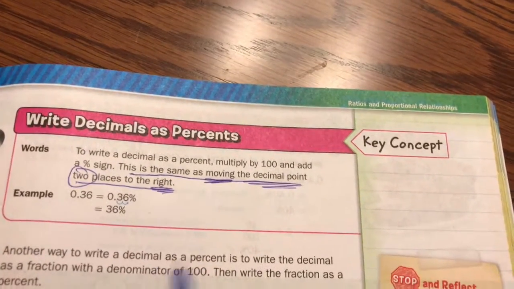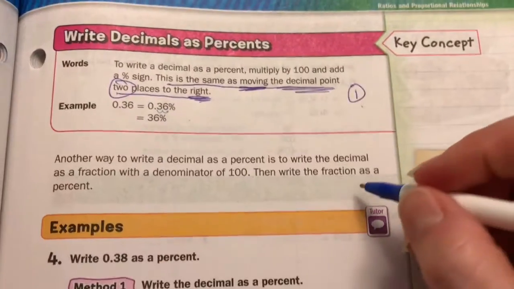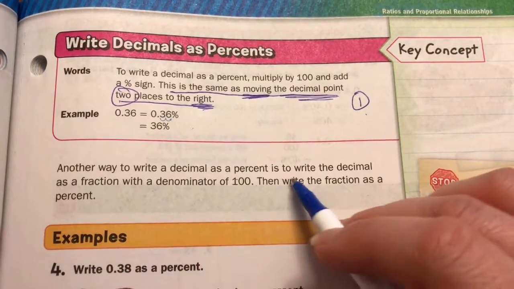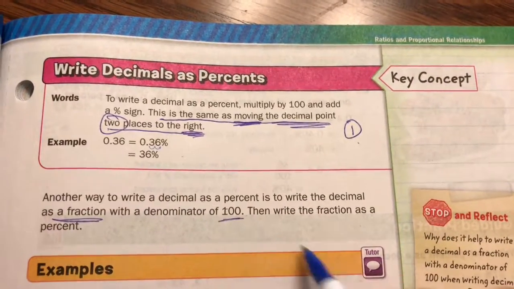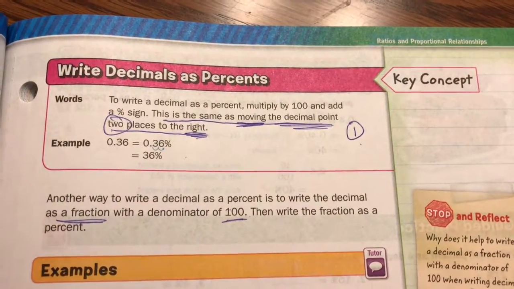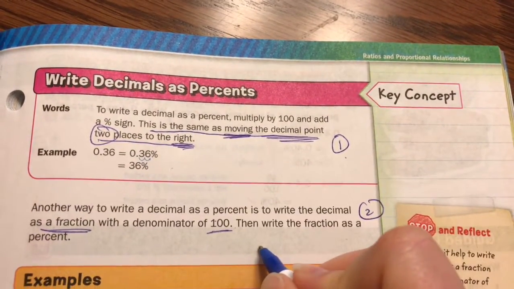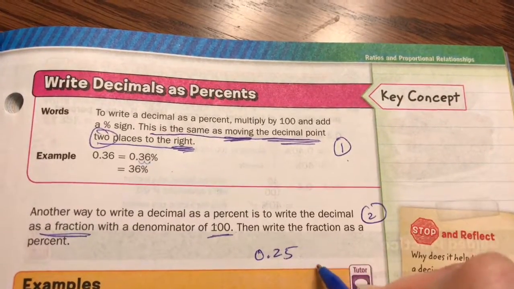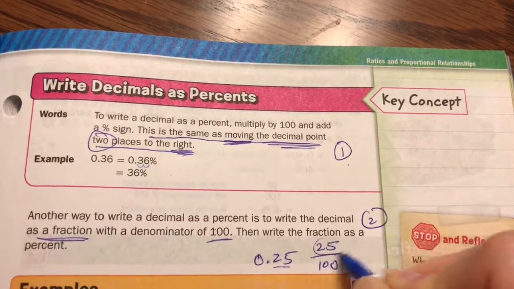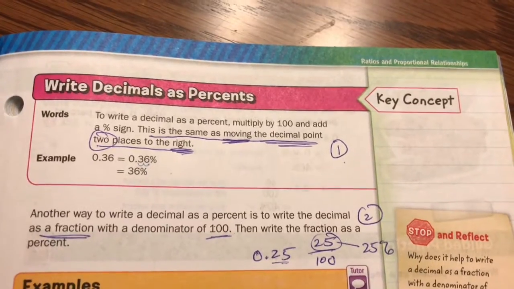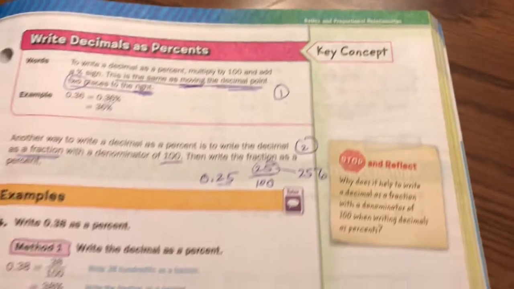So the second method, which they're probably going to flip on us again, but I'll number it again. Another way to write a decimal as a percent is to write the decimal as a fraction with a denominator of 100, then write the fraction as a percent. So let's just say you had 0.25. You write that as a fraction, 25 hundredths, and then that's the percent. So that's that method, or you can just straight up move the decimal 2 to the right. So here we go.